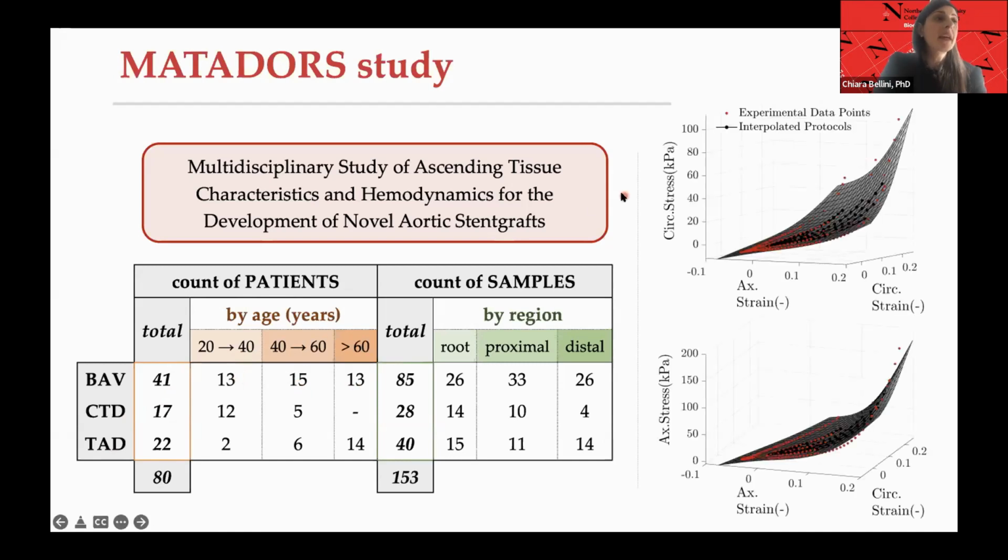The first step of our analysis requires estimating the constitutive descriptor of the biaxial mechanical behavior for each sample. However, because the tissue response is highly nonlinear, the average of the material parameters does not describe the average behavior. Rather, we must resort to surface fitting and interpolation of the stress data in the axial strain circumferential strain plane in order to generate average data sets, which are shown here in black.